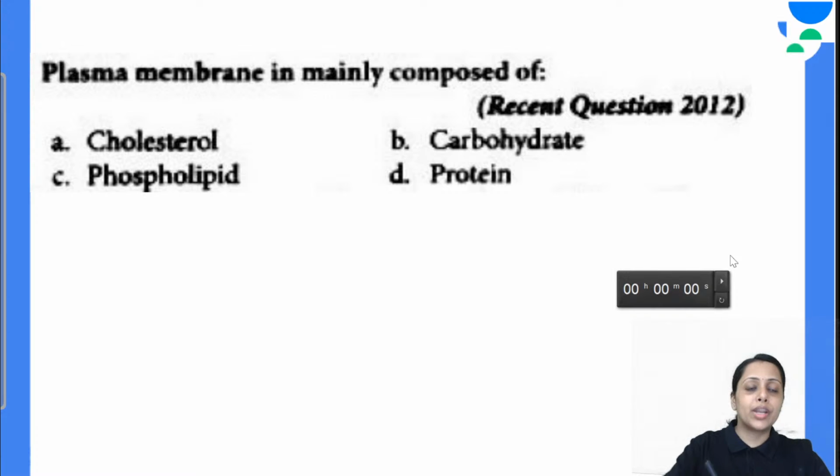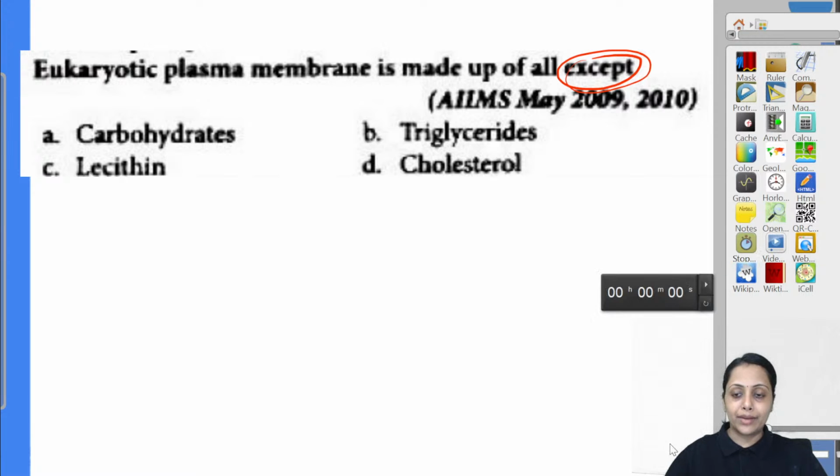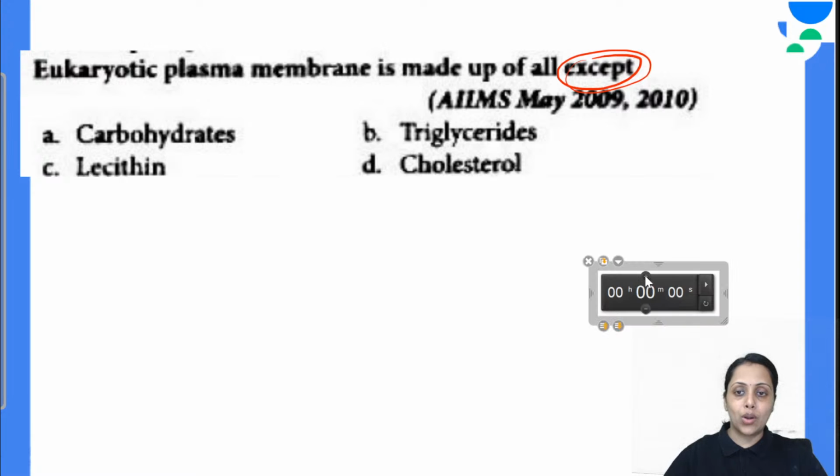The major component of our cell membrane is the protein. 55% is protein. Coming to the next one, eukaryotic plasma membrane is made up of all except carbohydrate, triglyceride, lecithin or the cholesterol. Eukaryotic plasma membrane is made up of all except.